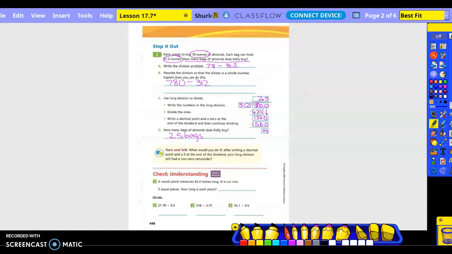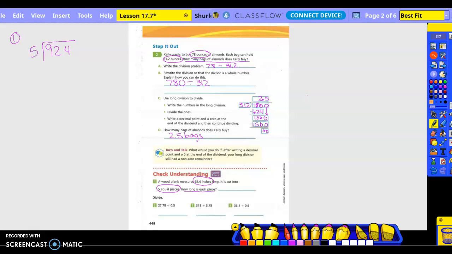Number 1, a wood plank measures 92 4/10 inches long. It is cut into 5 equal pieces. How long is each piece? So we have the 92 4/10, 5 equal pieces. How long is each piece? So number 1. Okay, what is my total or my whole? 92 4/10. Is that my dividend? Yes. Yep, 92 4/10 divided by 5.